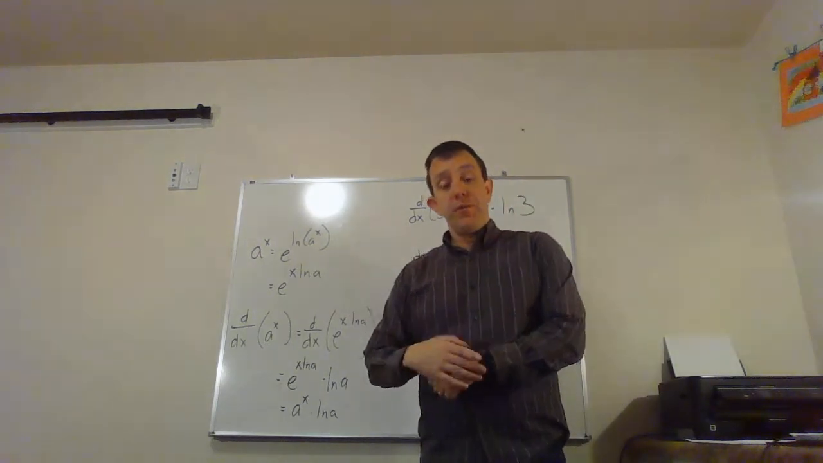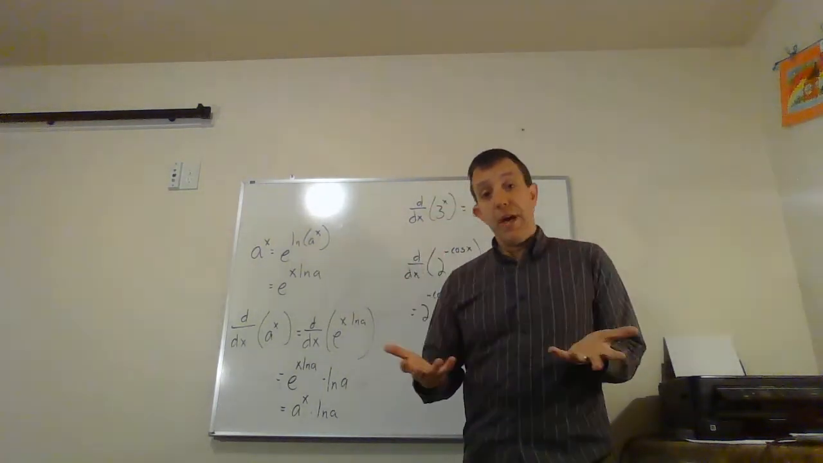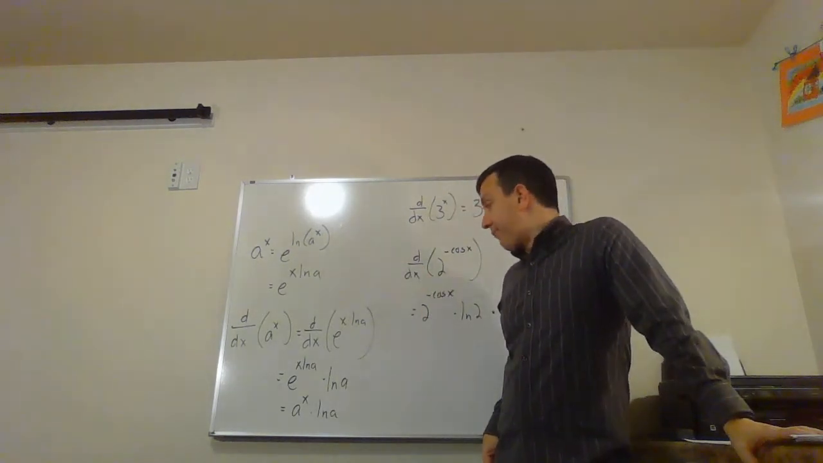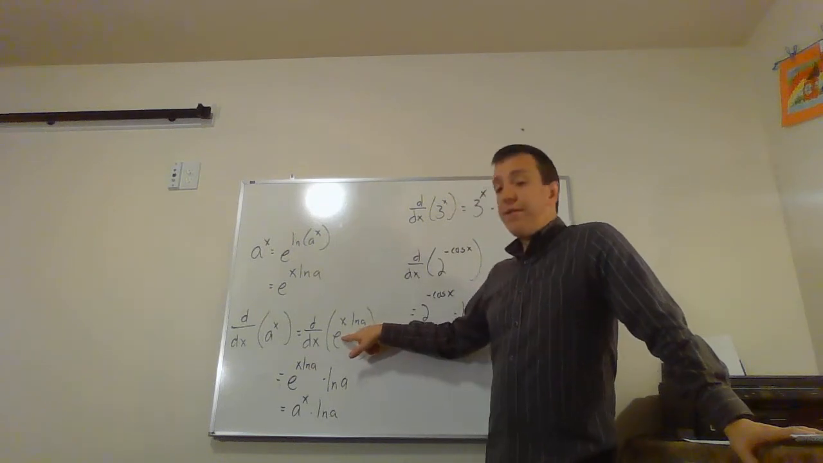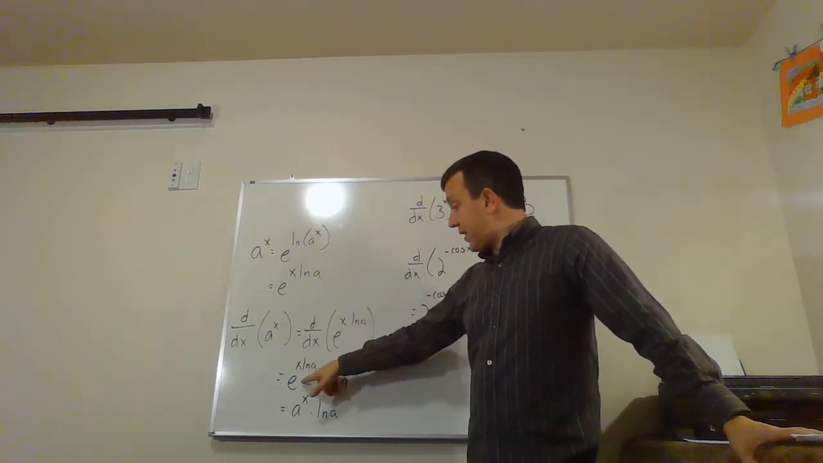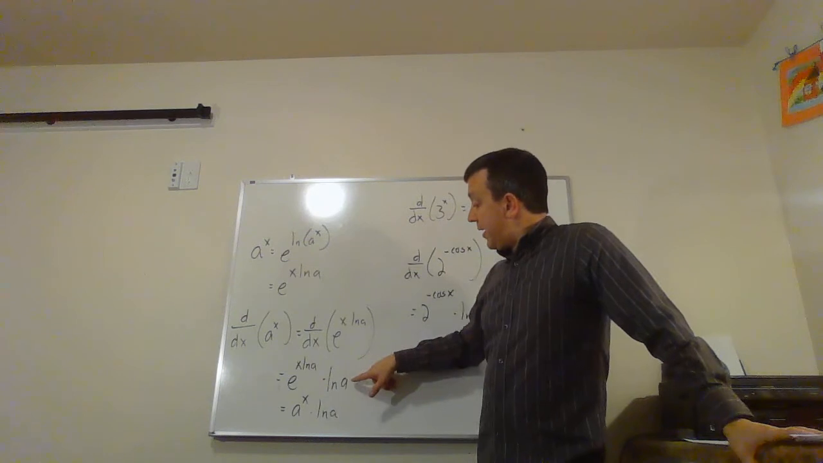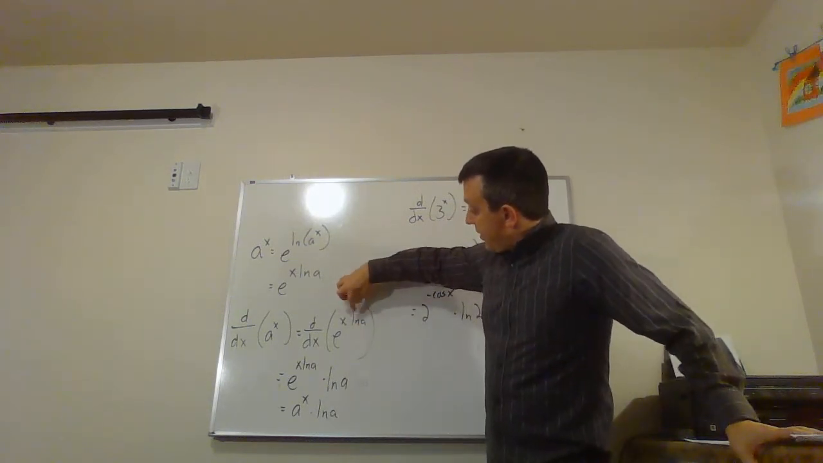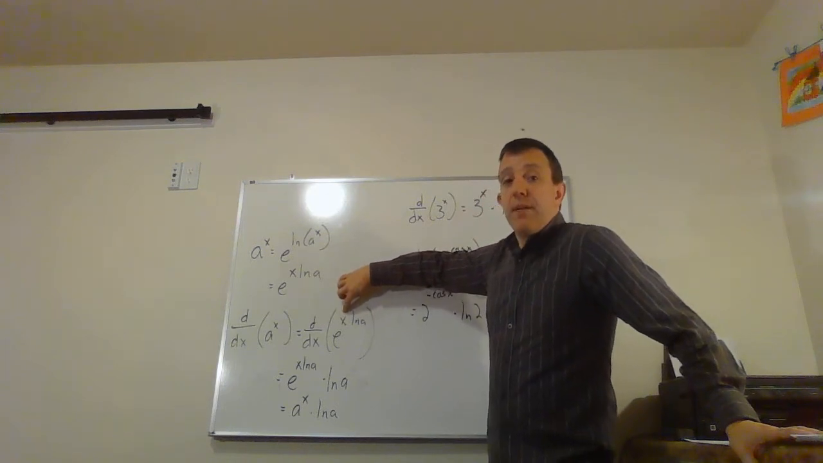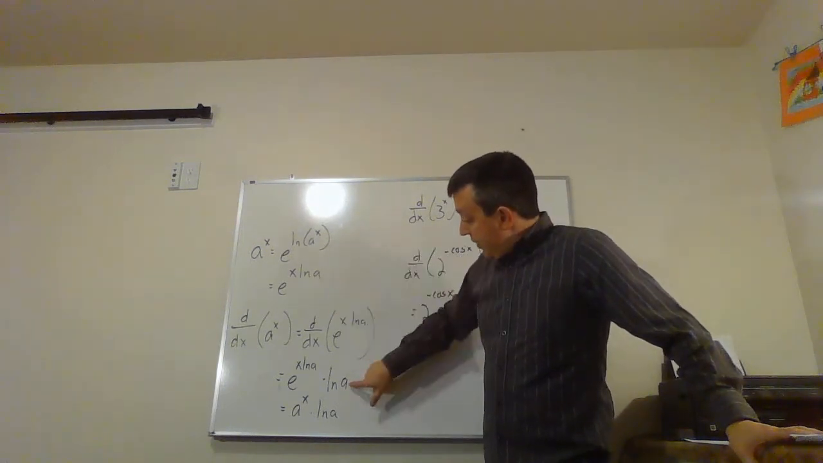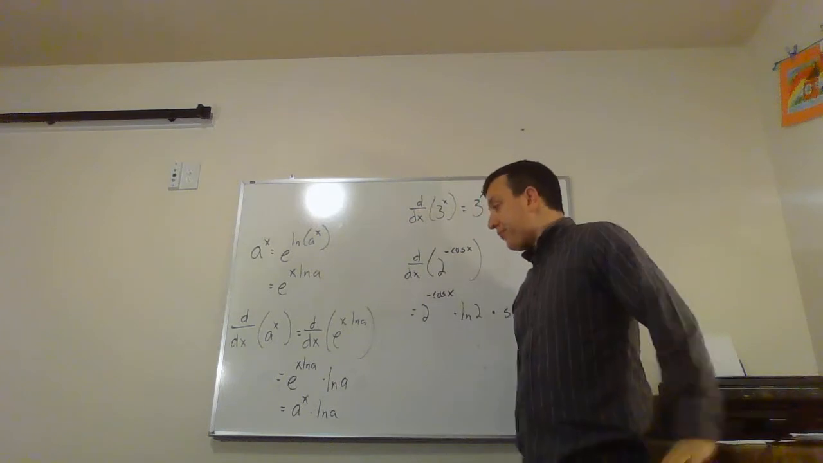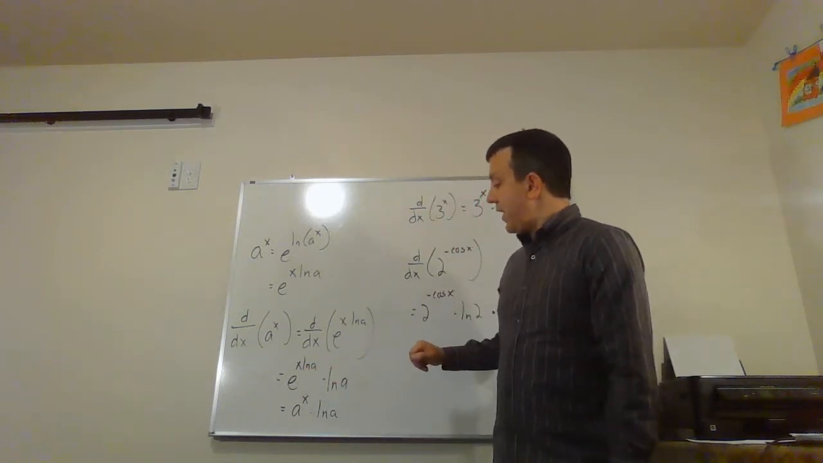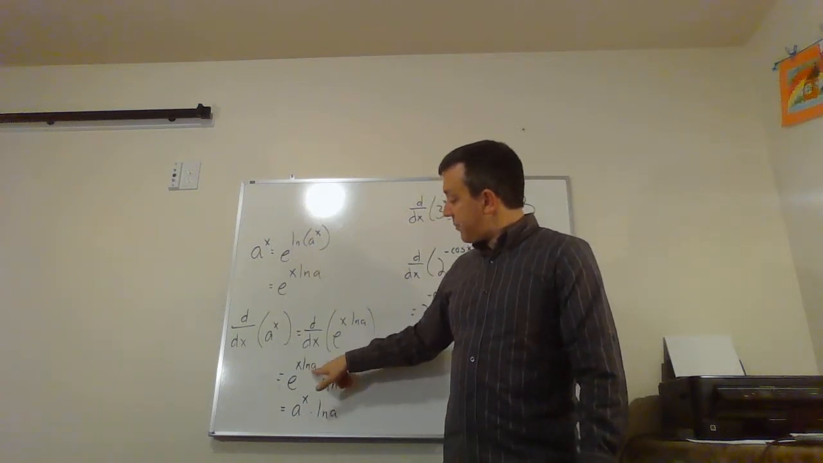We know how to do the derivative of e to the 2x, so we know how to do e to the x times the natural log of a. We know the derivative of e to the anything is just e to the anything, and then times the derivative on the inside. But since my inside is just a constant times x, the derivative of that inside piece is just the natural log of a. So we get e to the x natural log of a times the natural log of a, but that simplifies because we've seen that before.